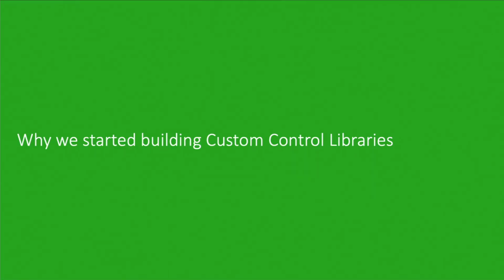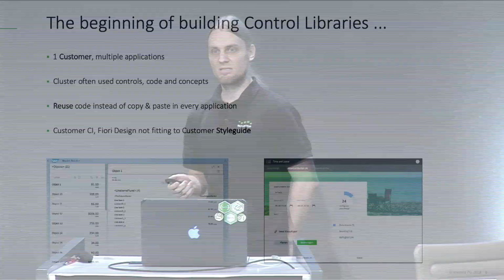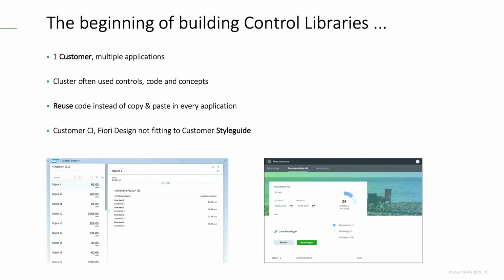So let me start. Why did we start with custom control libraries? Why did we even start this and not just use plain UI5 from SAP? Like everything, it started with one customer, a big customer that had multiple applications ordered from us, and we just started developing inside the applications. Our designers designed the applications, and we just hit the keyboard and started.